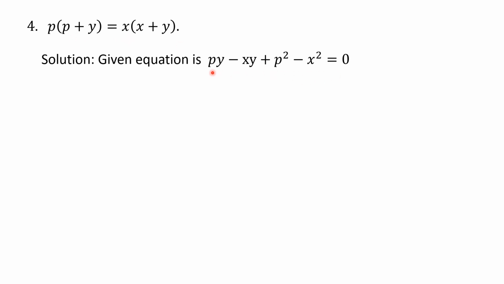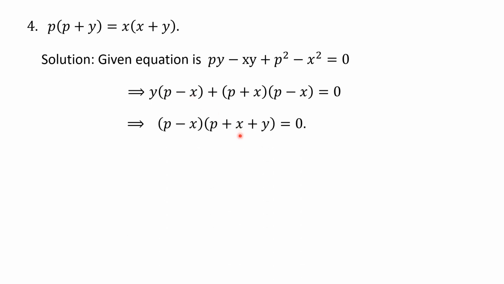So that I can factorize by selecting the first two terms, the common factor here is y. So we have y into p minus x. From the third and the fourth, p square minus x square, you can rewrite it as p plus x into p minus x, so that p minus x is common over here. So p minus x into p plus x plus y equal to 0. So equate each to 0.